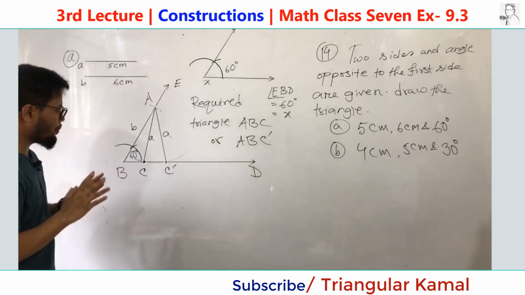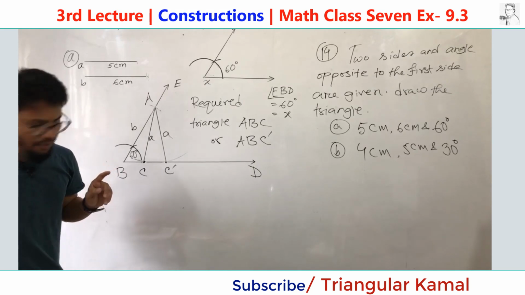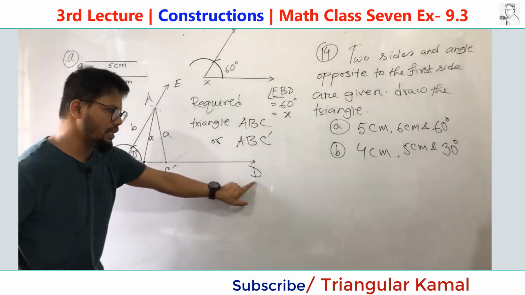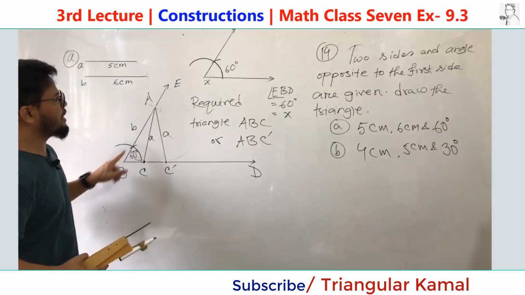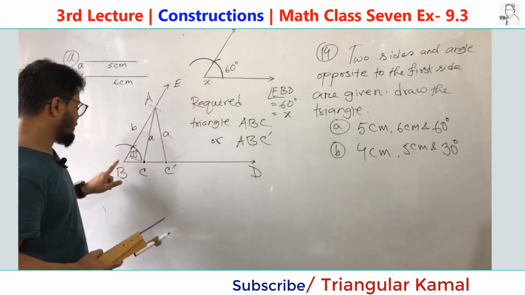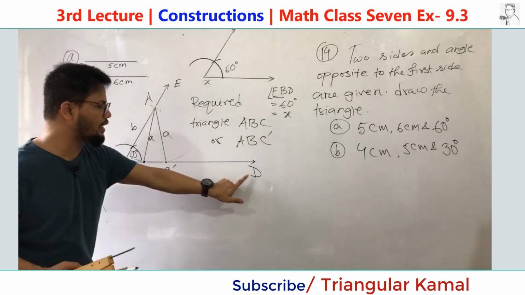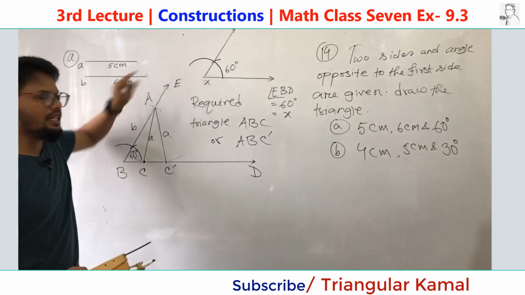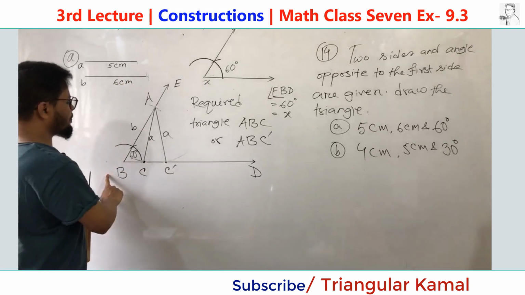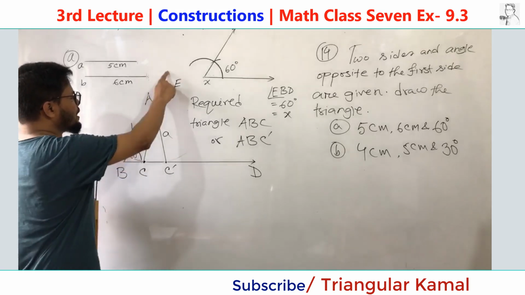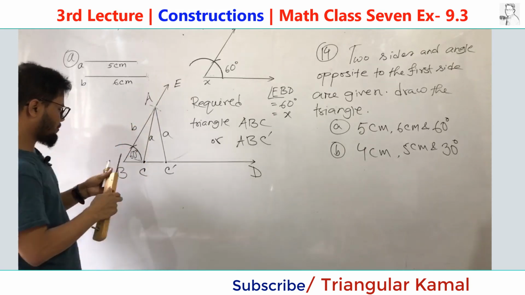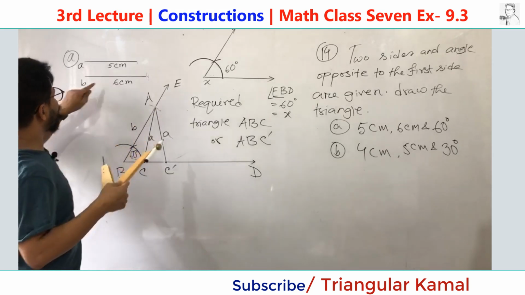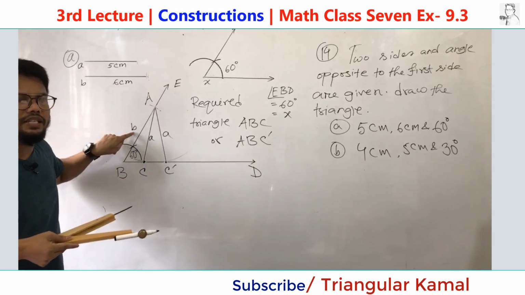First of all, in the first line, give attention, I am repeating this step again. Take any ray BD. At the point B, draw a 60 degree angle, angle DBE. Now from BE, cut BA equal to 6 centimeters.